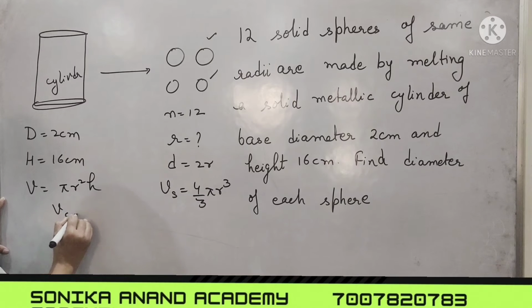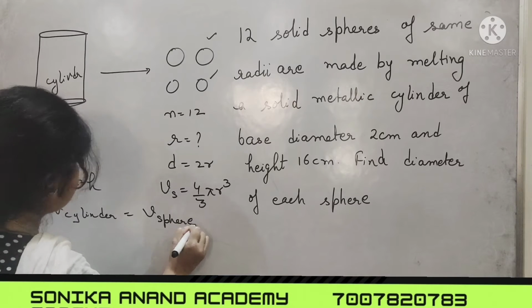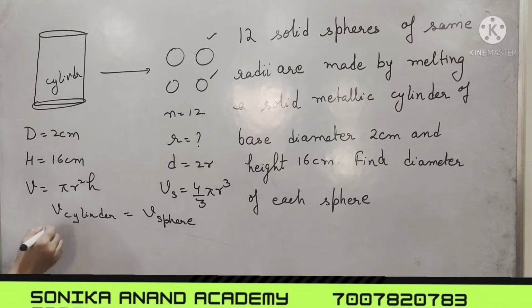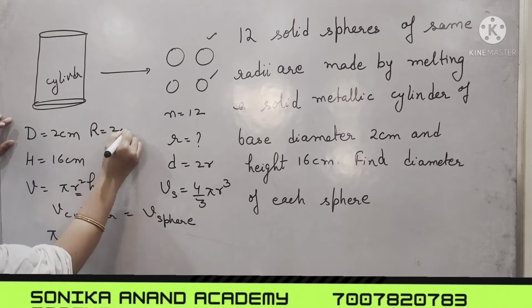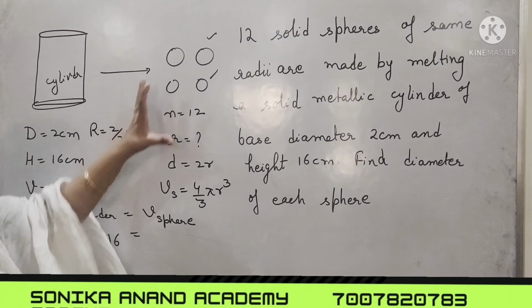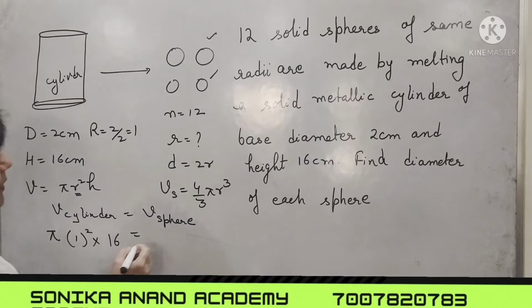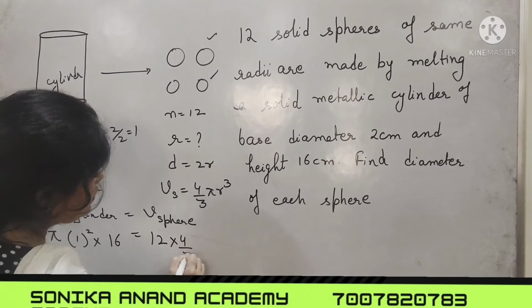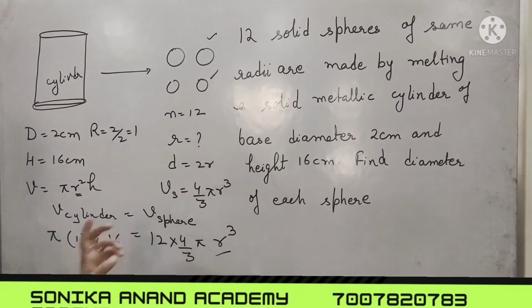That means volume of cylinder is equal to volume of sphere. So volume of cylinder is pi r square and diameter is 2 centimeter. So what is r? 2 by 2, that is 1 centimeter. That means 1 square and height of cylinder is 16. Clear? Now these solid spheres are small and there are 12 spheres. So number of spheres we have also to multiply, 12 into 4 upon 3 pi, and this r cubed we have to find because the radius of these spheres is different.